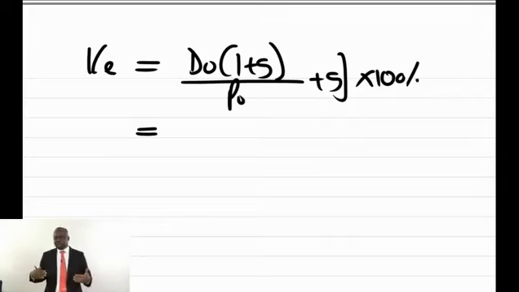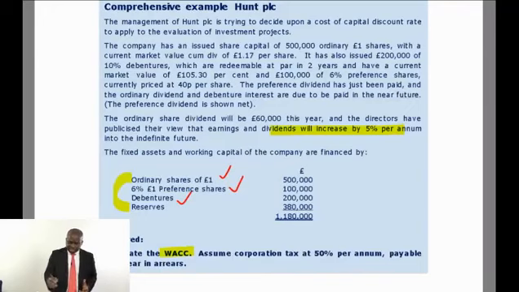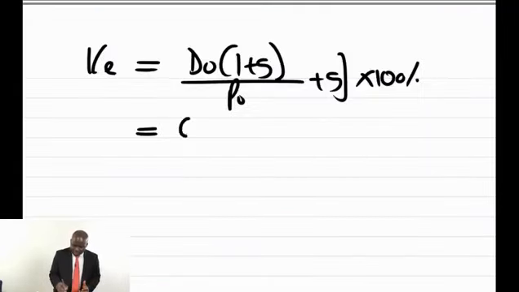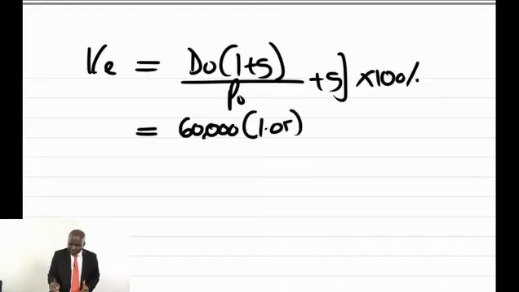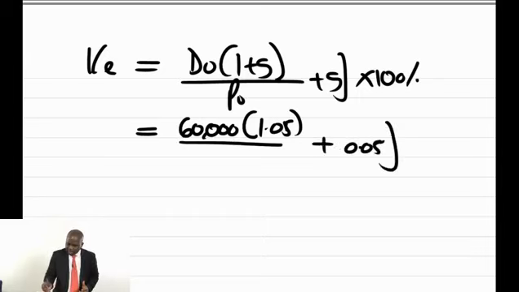How will I calculate the cost of equity? Okay, I have to use dividend valuation. Okay, are you growing or are you constant? We've seen it's growing. I put the formula down. Now let's go to the question. What is the dividend? The dividend they paid is 60,000. So I'm going to put total 60,000. Dividend is growing by 5%. Divided by, plus 0.05, or multiplied by 100%.